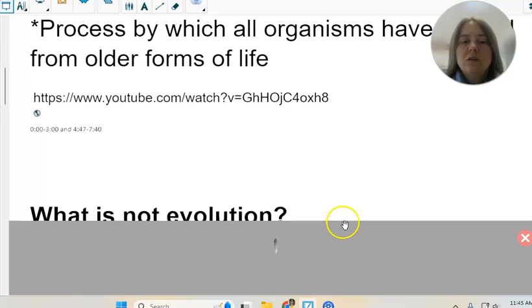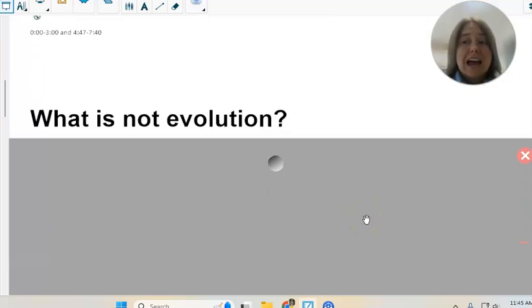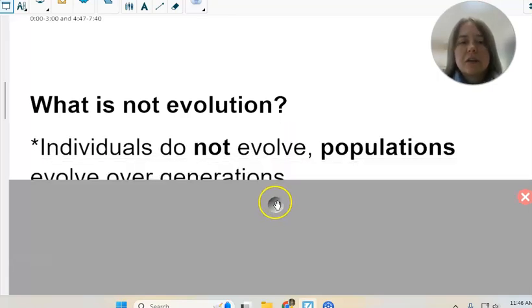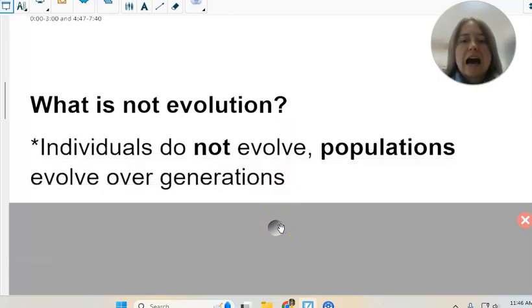Okay, almost as important as what is evolution is what is not evolution. This is one of the most misunderstood concepts in biology, so I'm hoping you come away with a good understanding. Again, individuals do not evolve, populations evolve over time, over generations. An individual either survives or does not survive. They don't evolve. They either pass on their genes or they don't, and their genes either become more common or less common in the population over time.